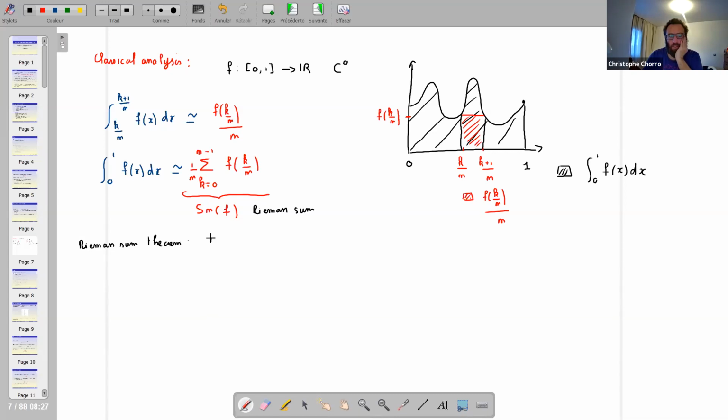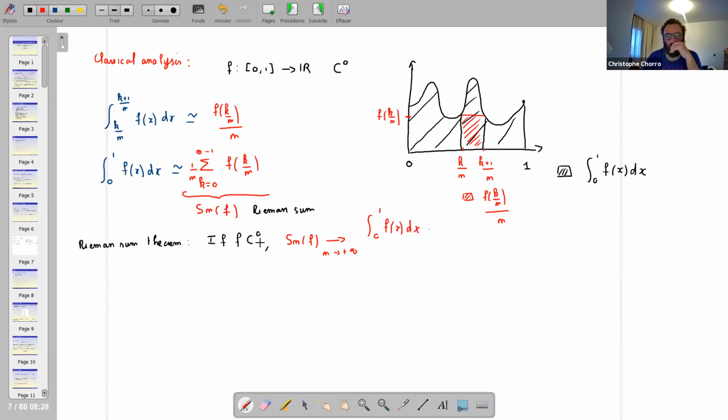That tells me that if f is continuous, so in fact I can relax this hypothesis a little. I can only suppose that f is Riemann integrable, but whatever. If f is continuous, I have the nice property that my approximation, Sn of f, will converge when n goes to plus infinity toward the integral I want to approximate.